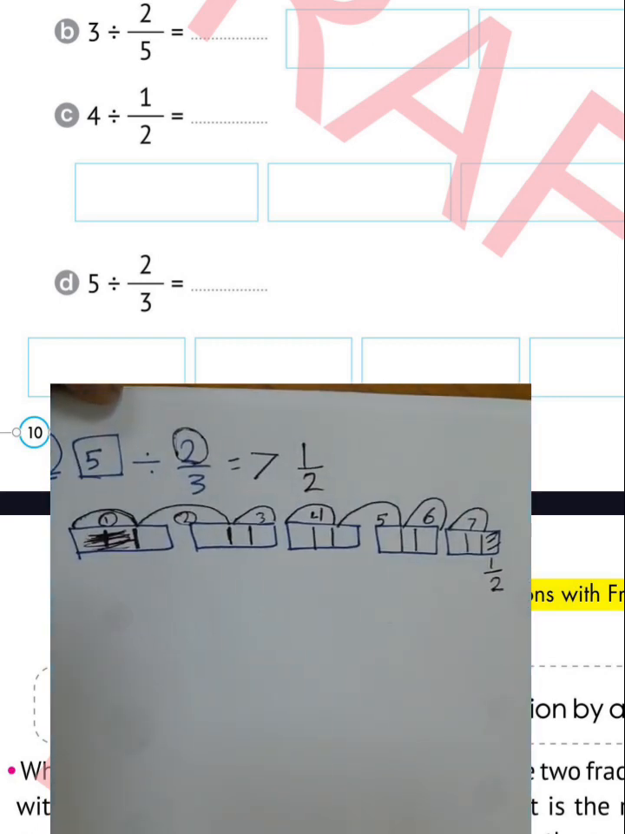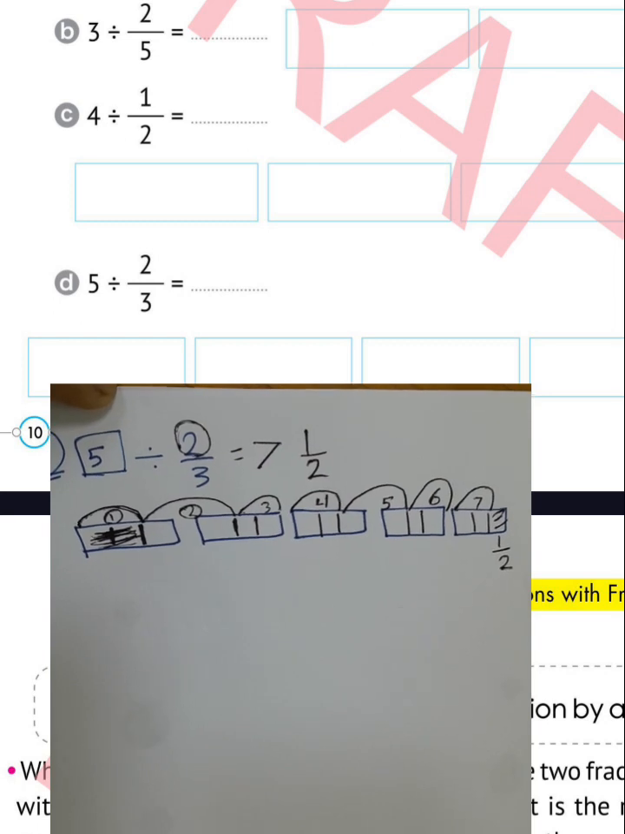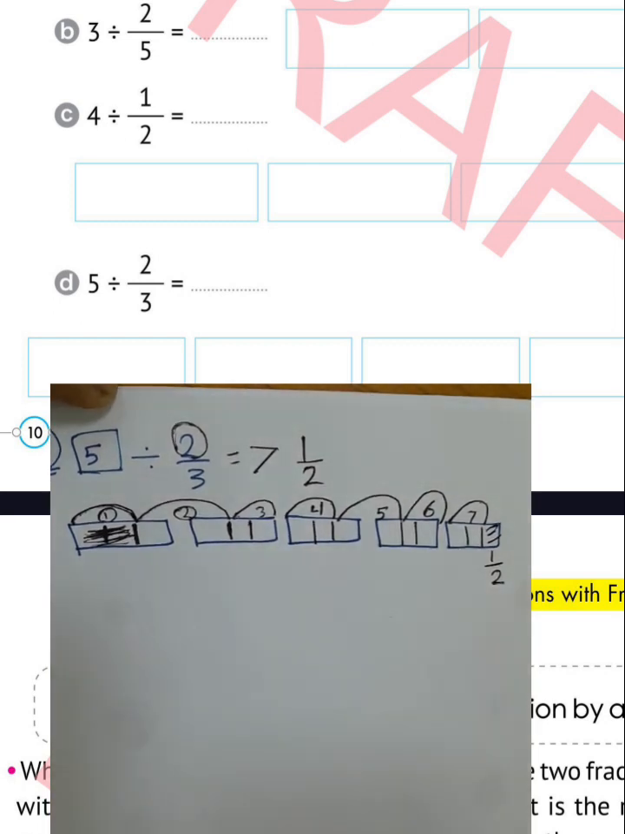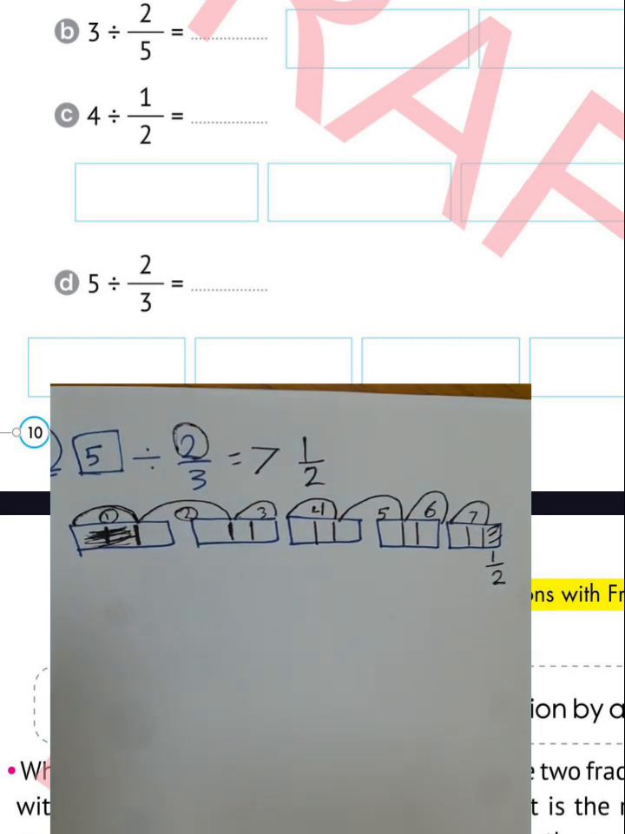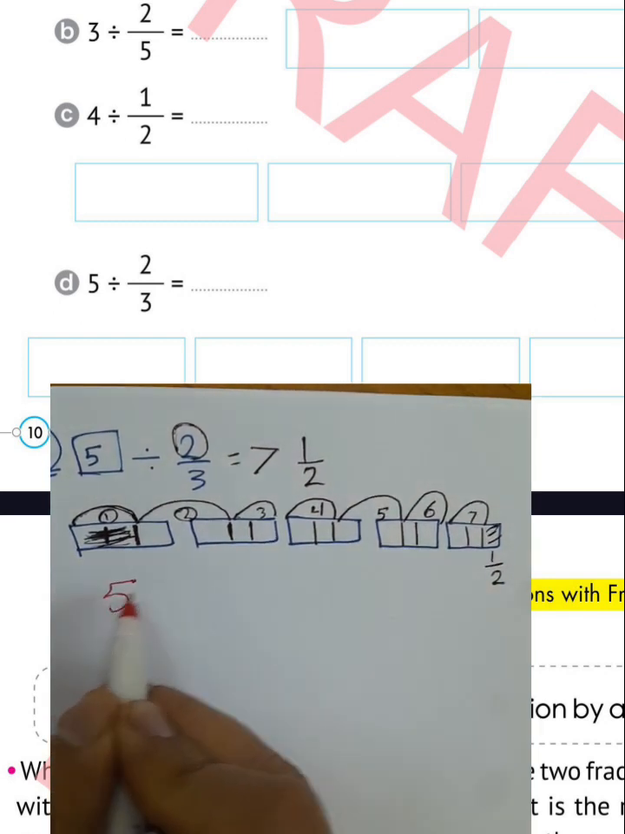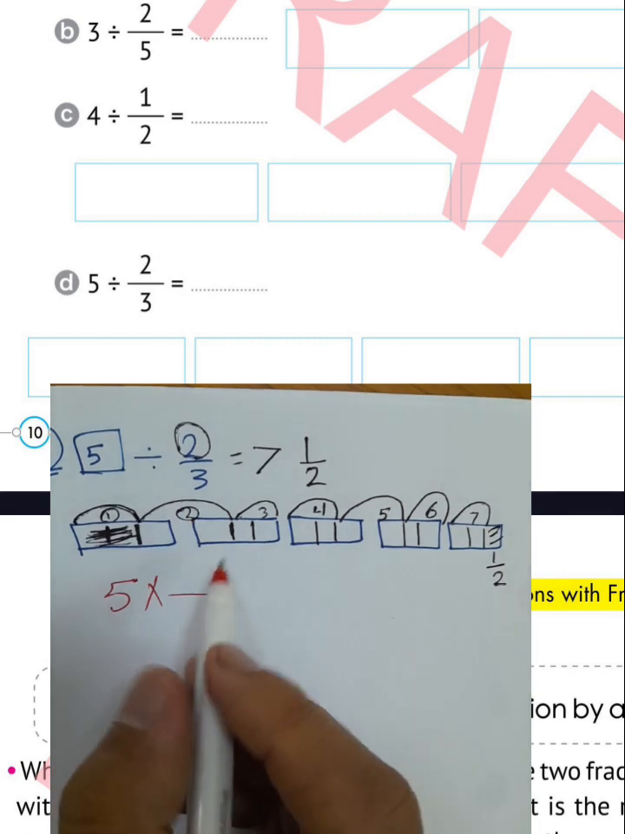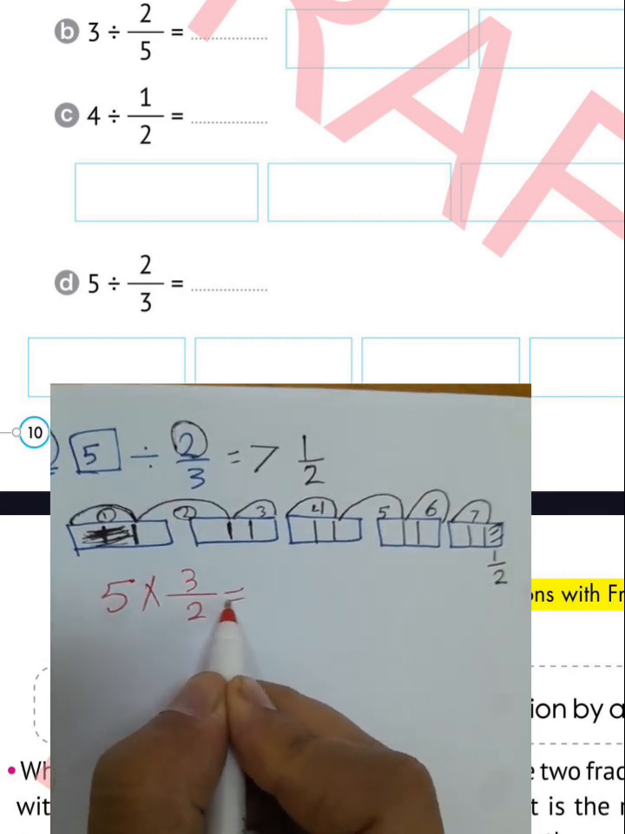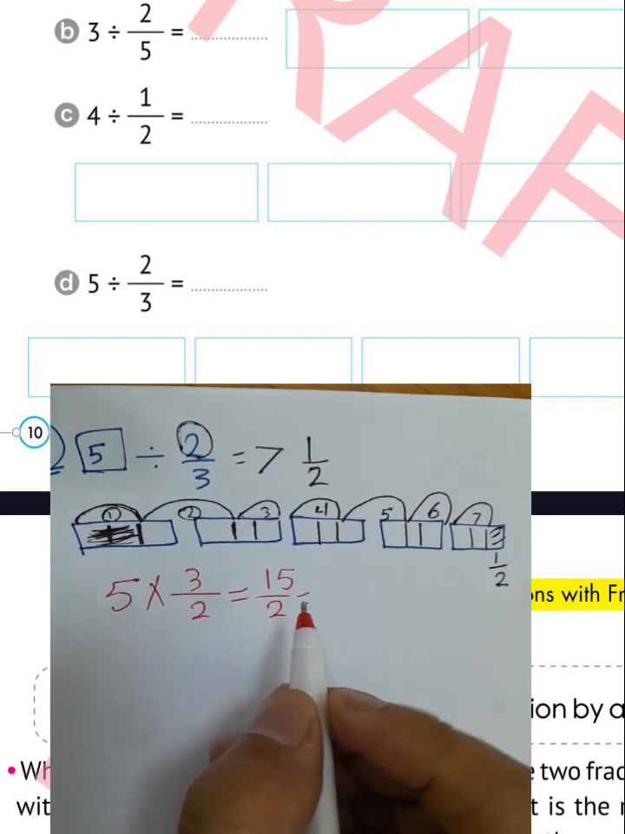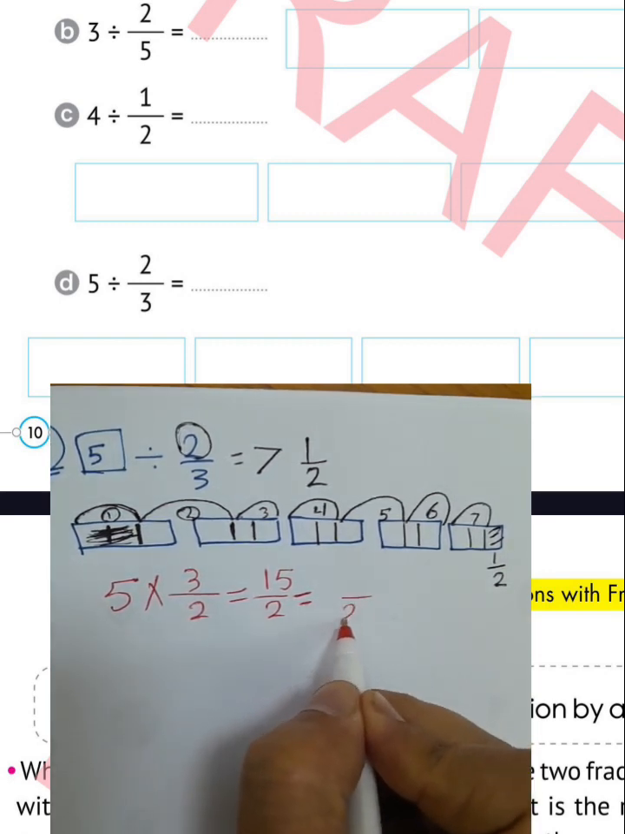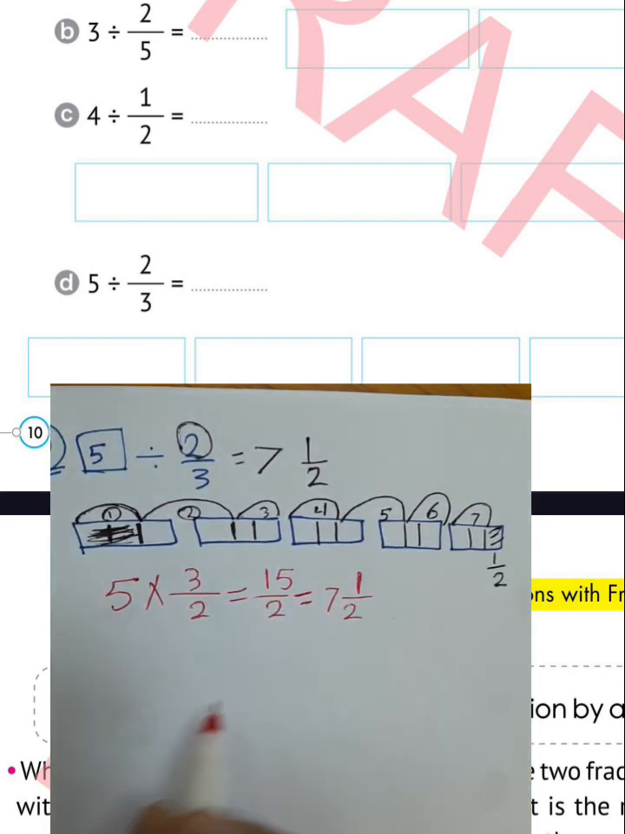To explain your method, you must show the result here to yourself. Write 5, convert from division to multiplication, and write here 3 over 2. 3 times 5, 15, 15 over 2. You can convert it. 2 times 7 equals 14, and the remainder 1.